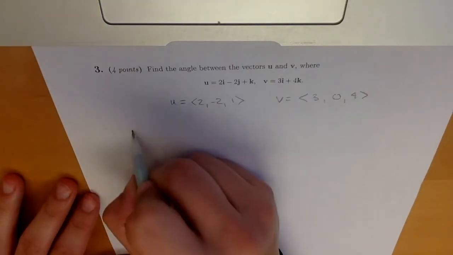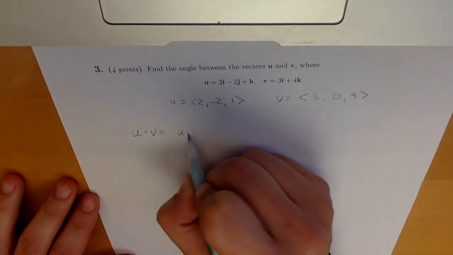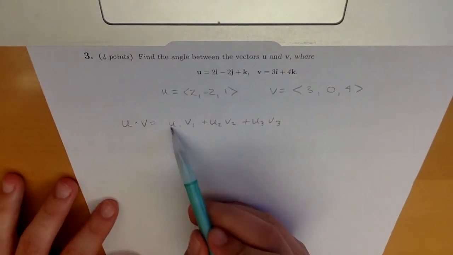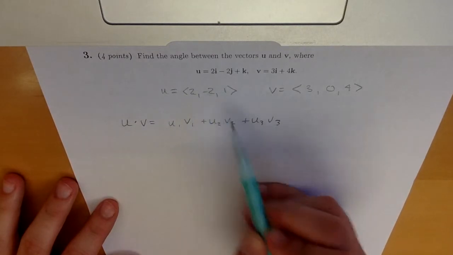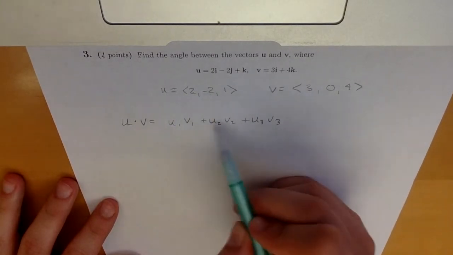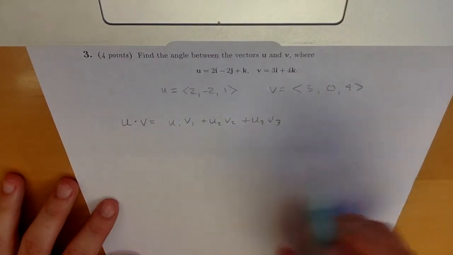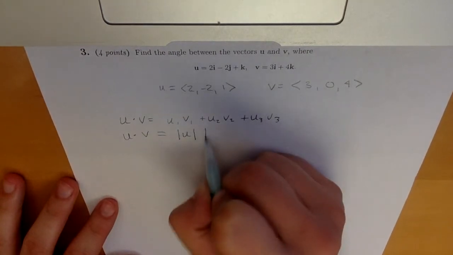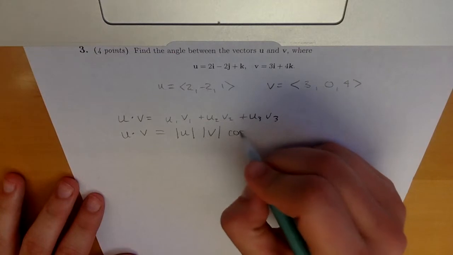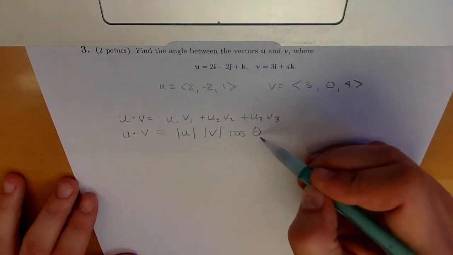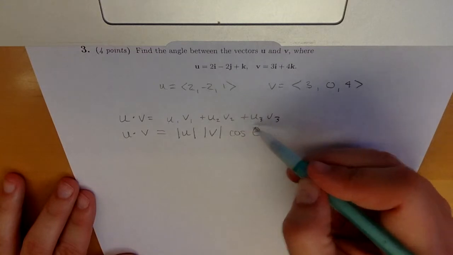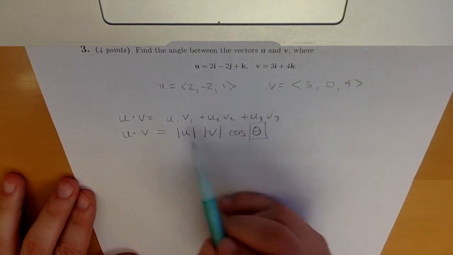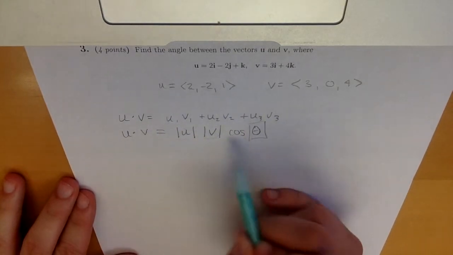Now one thing we know is that u dot v is u1 v1 plus u2 v2 plus u3 v3, where u1, u2, u3 and v1, v2, v3 are these values. We also know that u dot v is the magnitude of u times the magnitude of v times cosine of theta, where theta is the angle between them. Theta is what we want to find, and we're able to calculate the dot product and the magnitudes.